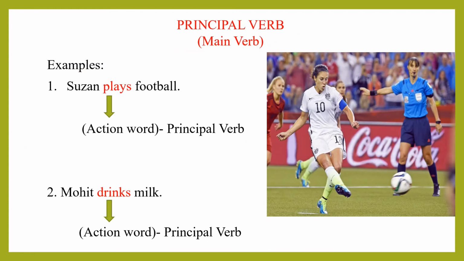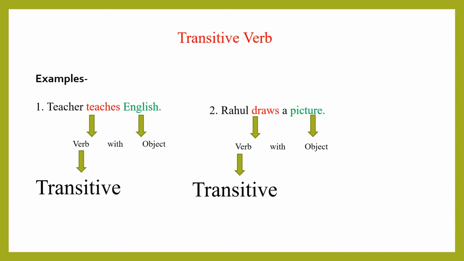Dear students, now look at the examples. Example 1. Suzanne plays football. The word plays is the principal or main verb that shows action. Second example. Mohit drinks milk. Here the word drinks shows action and it is the main verb of the sentence. Students, as I told you, principal verbs have two types, transitive and intransitive.